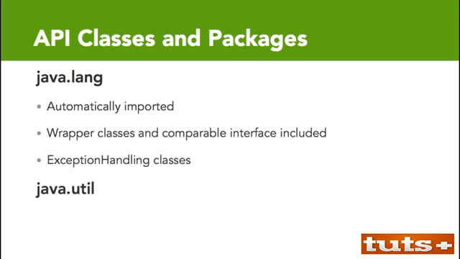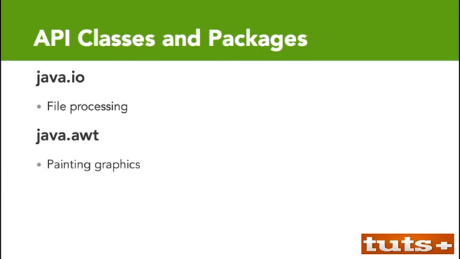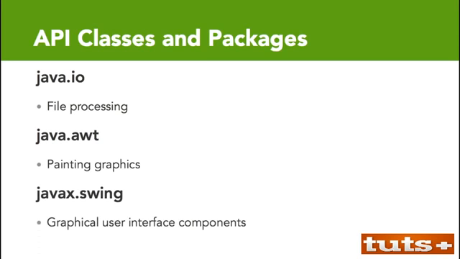Another important package that we use is java.util. The java.util contains classes for date and time, for the scanner class, which we'll use extensively for reading and writing from the console or reading and writing from files, and array lists. The java.io package allows us to do file processing. Java.awt is used for painting graphics. And the javax.swing allows the programmer to use the graphical user interface components.